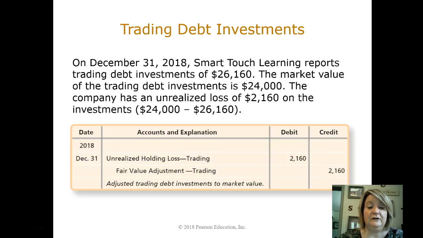This shows an example of trading debt investments. On December 31st, Smart Touch Learning reports trading debt investments of $26,160. The market value of the trading debt investments is $24,000. The company has an unrealized loss of $2,160 on the investments, $24,000 minus $26,160. So it is a debit to unrealized holding loss trading and a credit to fair value adjustment trading.